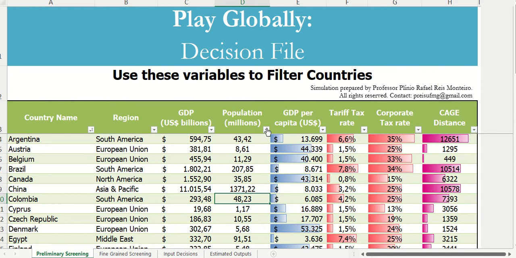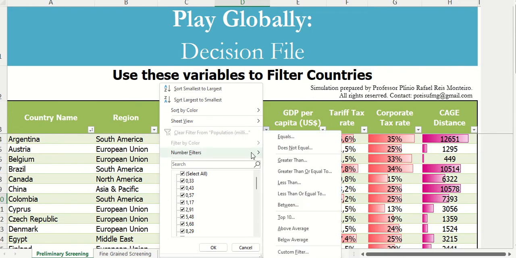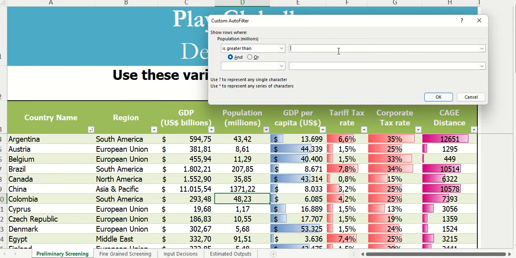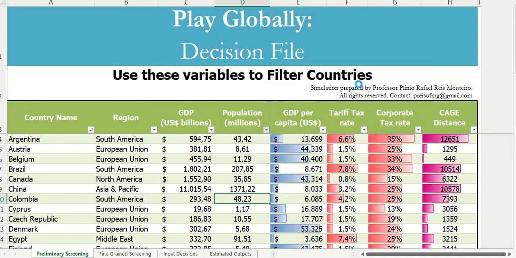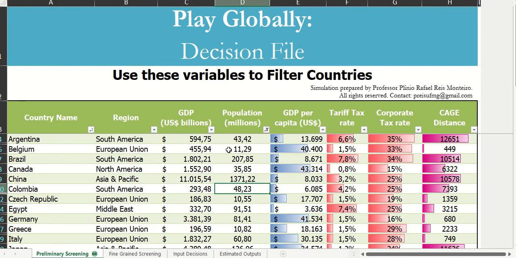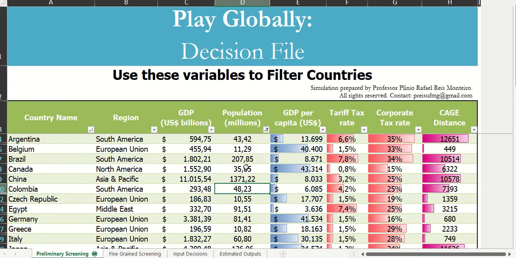For instance, suppose that I want to select countries with more than 10 million people living there. I just need to click with the left button here, and then I can select the number filters, and for instance, greater than 10 million. If I do that, you'll be able to see that now I have a reduced list of countries. Only countries with more than 10 million people living there. I can look to other criteria.